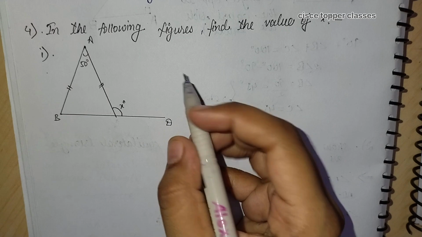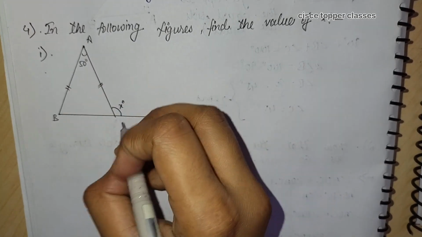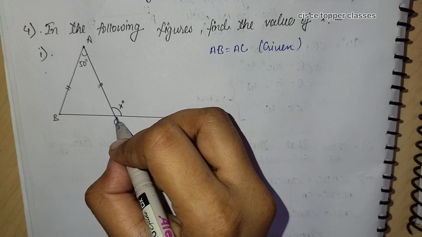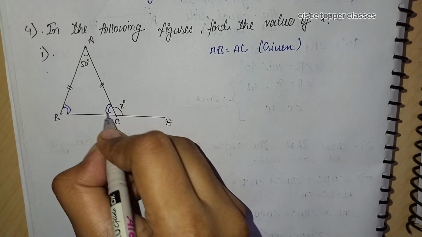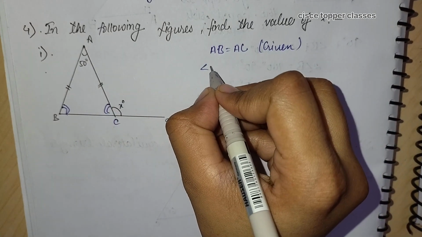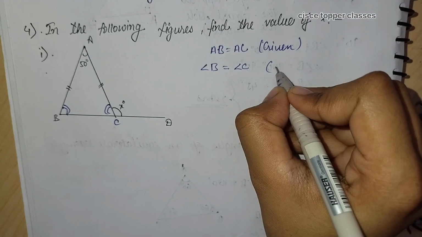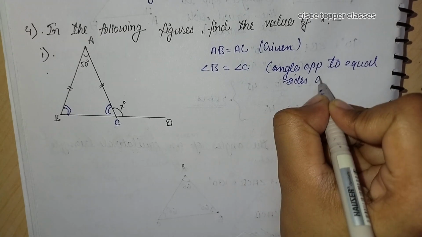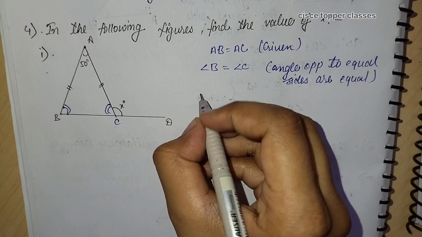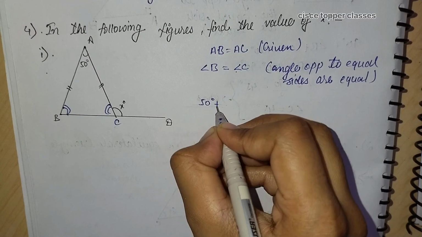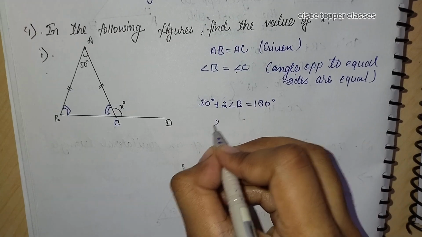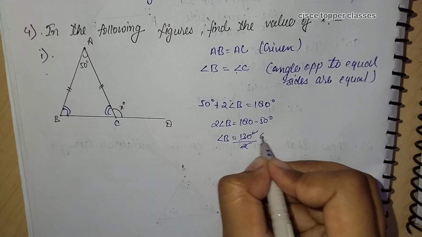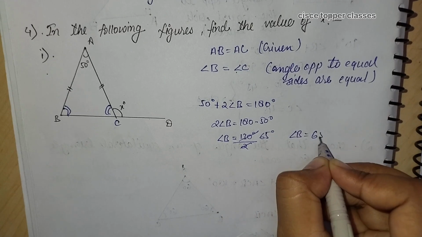Let us solve question number 4, first part, which says that AB is equal to AC. From the diagram we can see that AB is equal to AC, given. We have to find the value of x. So this part is given. Now we can say that these two angles are equal because the opposite sides are equal. So angle B is equal to angle C because angles opposite to equal sides are equal. Now we can write B equal to C. So 50 degrees plus 2B is equal to 180 degrees. So 2B is equal to 180 degrees minus 50, so angle B is 130 degrees divided by 2. This will be 65 degrees, and B is equal to 65 degrees.